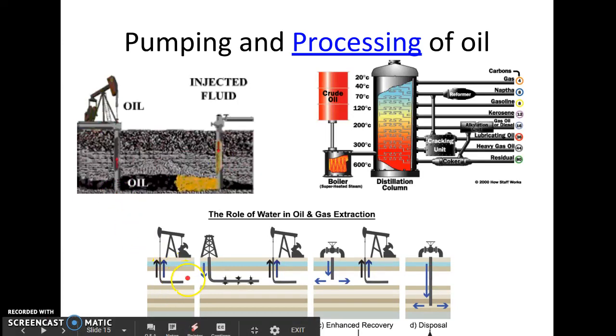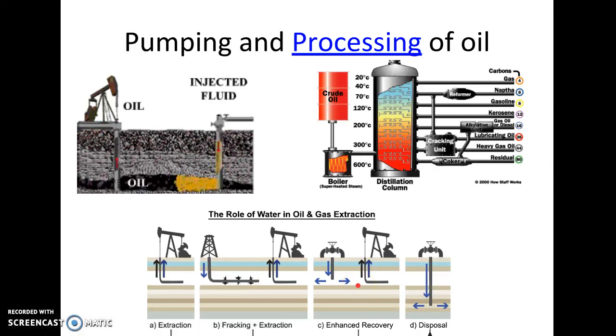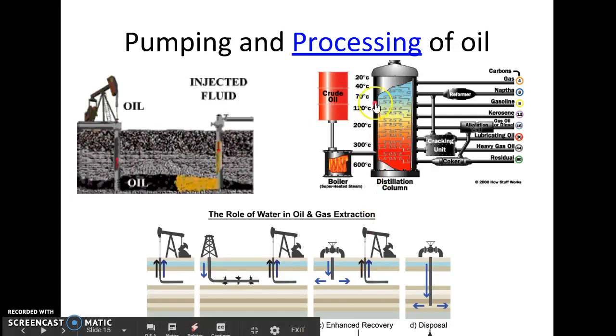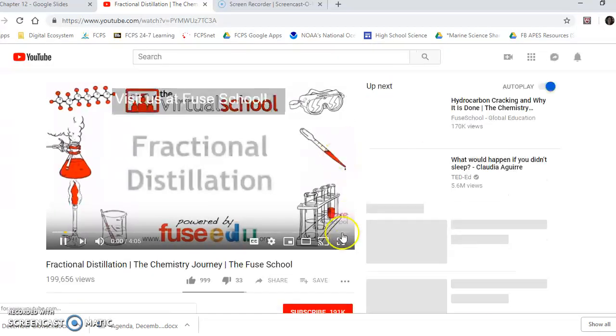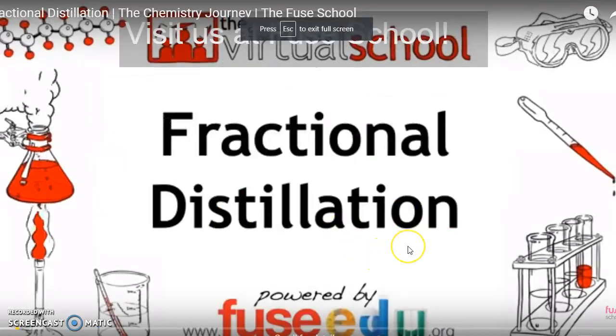So here you have your first primary extraction where it's going to come up of its own accord. And then with enhanced recovery, what we'll have to do is we will have to send down another well that's going to be pumping some fluid down so that you can force some more of that oil out. And then even then, it does have to be processed. So this is a hydrocarbon that we can get a lot of different products out of it. You can see some of the products over here. We can get gasoline or kerosene or different types of oils. So this is going to do a good job of showing you how we use that processing and that distillation.